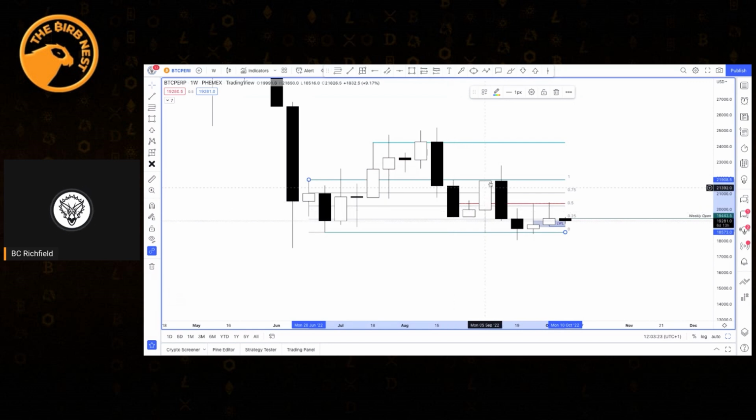But then bullish action continues. We then sweep back into this range. So take out these highs, the liquidity above here. Then we sell off again with this big bearish engulfing candle.